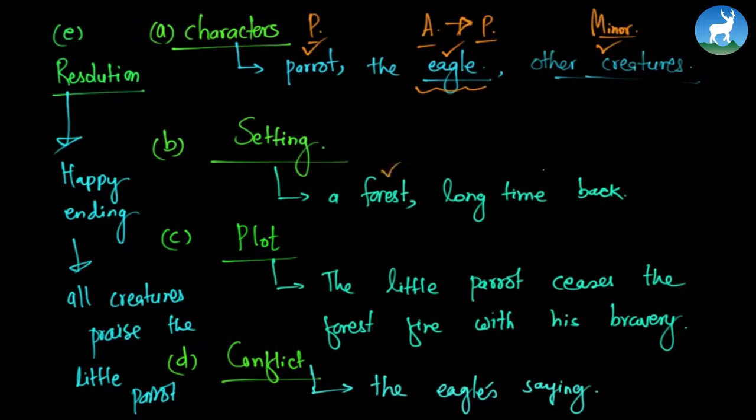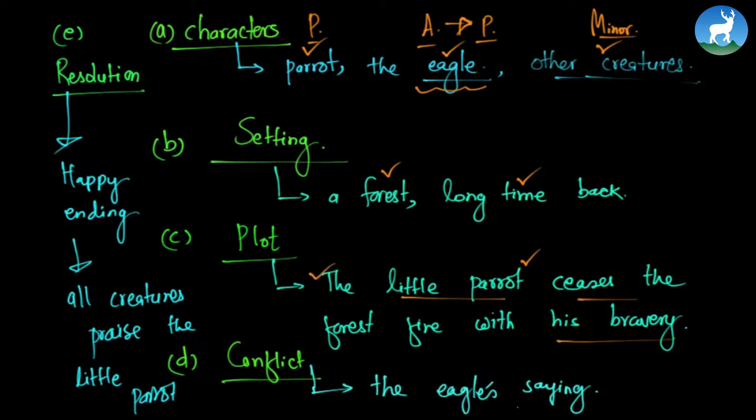The setting is a forest. Any forest, we don't know which. You can use your imagination and give name to the forest. Long time back, we don't know the exact time. You can use some dates if you want to. What is the plot? The plot is the little parrot seizes the forest fire with his bravery. Along with the help of eagle and other creatures, the little parrot extinguishes the forest fire. That is the plot. That is how the story unfolds.